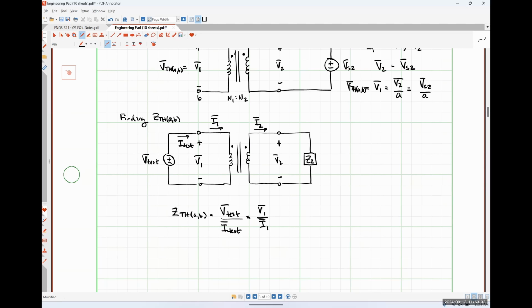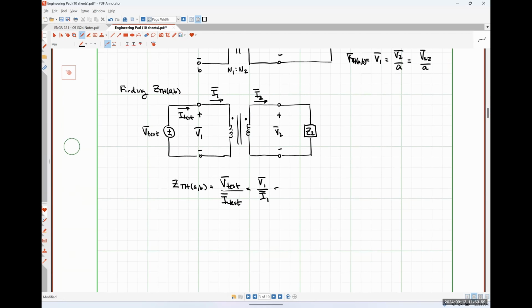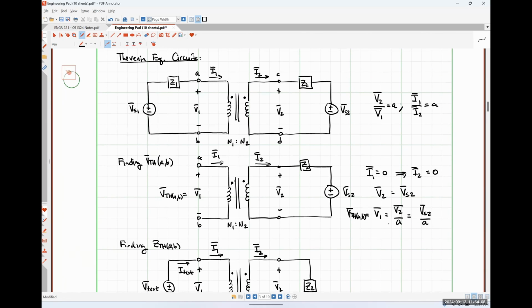Well, we can express V1 in terms of V2, and we can also express I1 in terms of I2. Okay, so V1, if we look up here at our simple relationships, V1 should be V2 divided by A. Are we in agreement with that? I1 should be I2 times A. Are we okay with that?